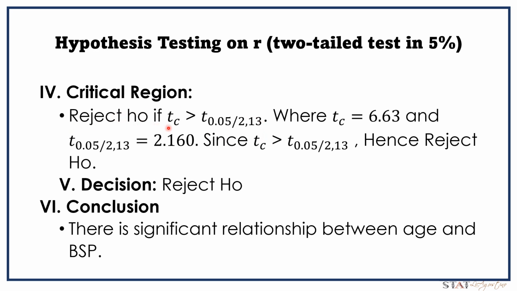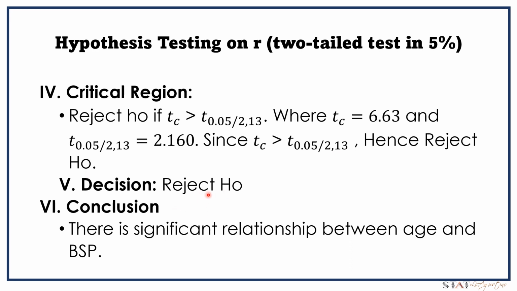Reject H0 if t computed is greater than t at 0.05, that is our alpha, divided by 2 and 13 degrees of freedom because our respondents are 15, so 15 minus 2 is equal to 13. By calculation, our t computed is 6.63, and our t tabulated is equal to 2.160. Since t computed is greater than t tabulated, hence reject H0. Our decision is to reject H0.